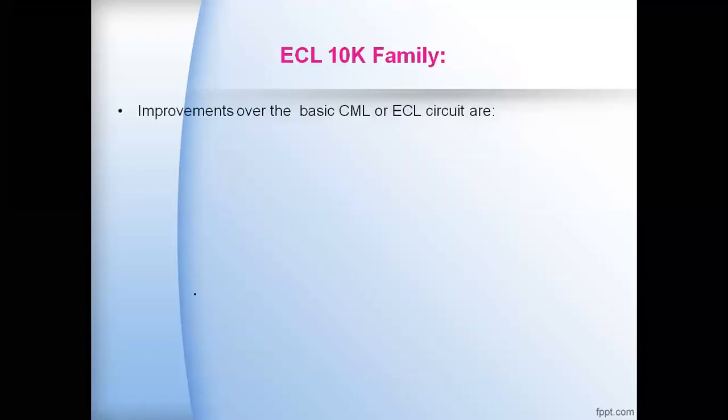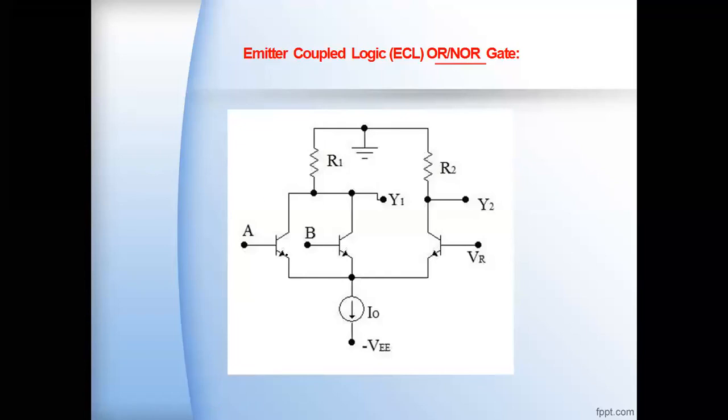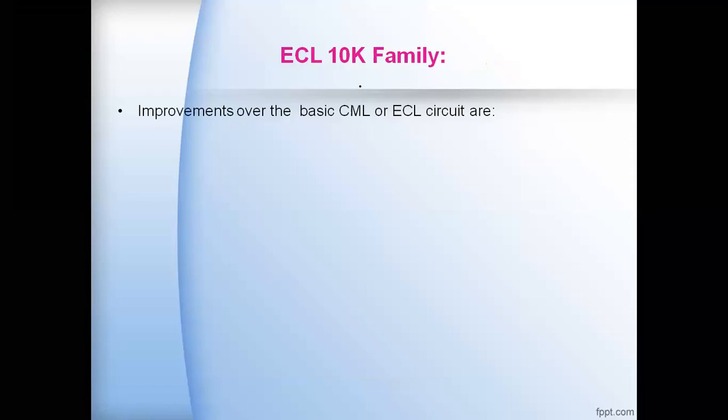And here the drawback in this basic emitter coupled logic is the fan out. As I said, it has a poor driving capability. So in order to improve the driving capability, we have the advanced ECL logic families. The advanced ECL logic families are the 10K family, 10,000 family, and we have another family, the 100K family here, 100,000 family.